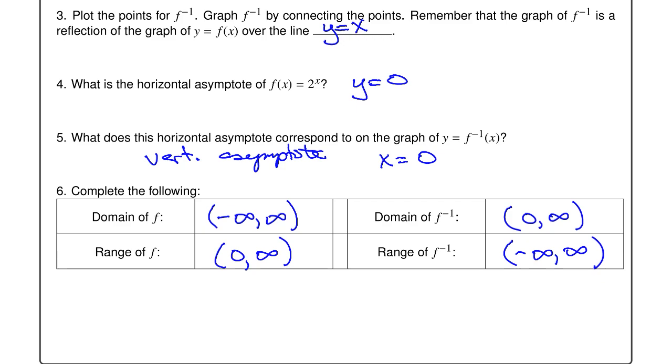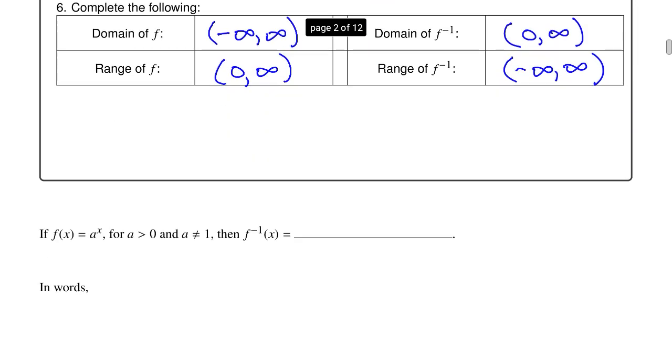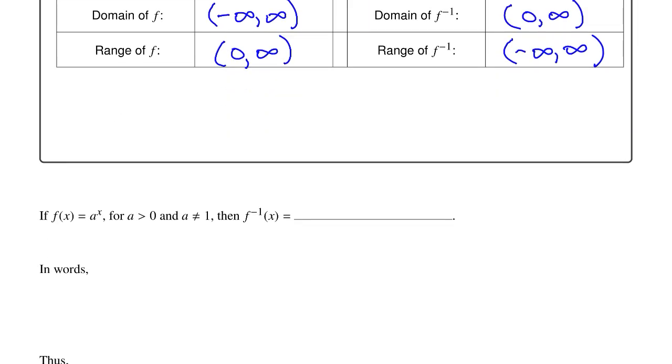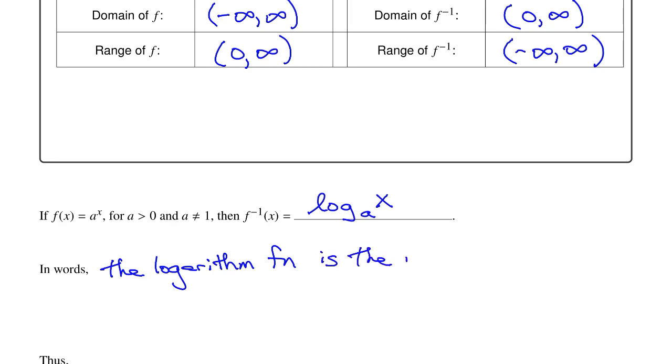So basically all we've done is we've taken the exponential function and we've found its inverse. And the good part about that is that it actually has a name, and we give it here. If f of x is equal to a to the x for a greater than 0 and not equal to 1, then f inverse of x is known as the log in base a of x. In words, the logarithm function is the inverse of the exponential function.